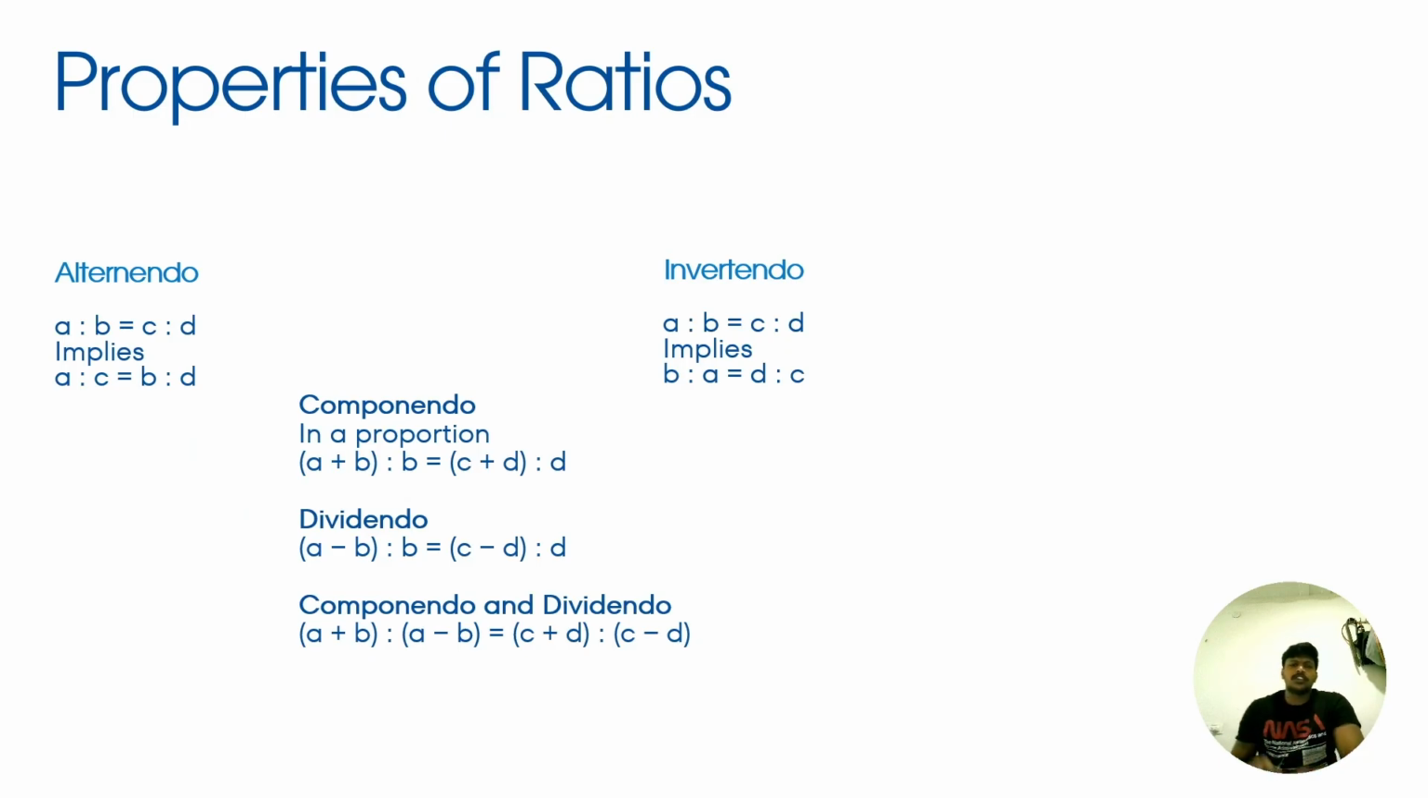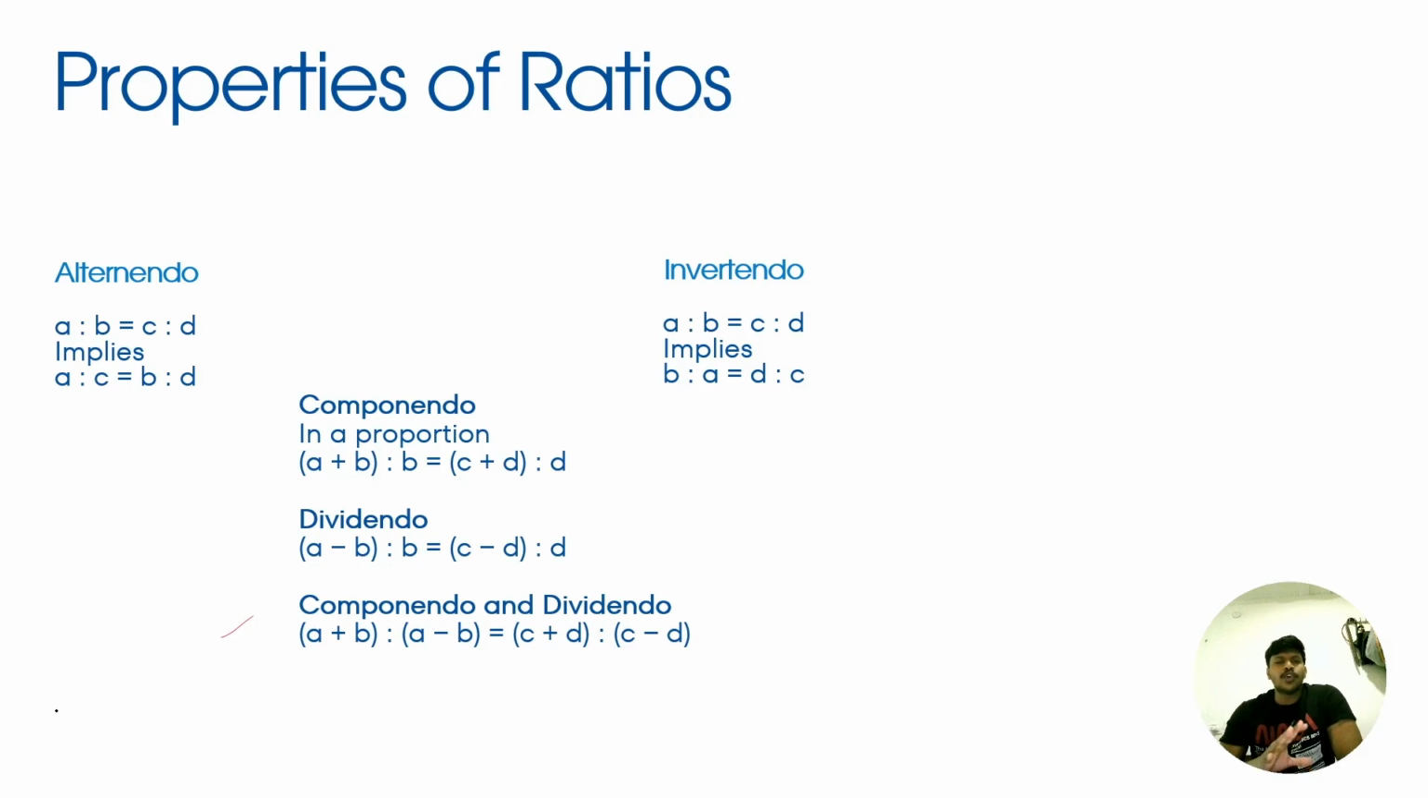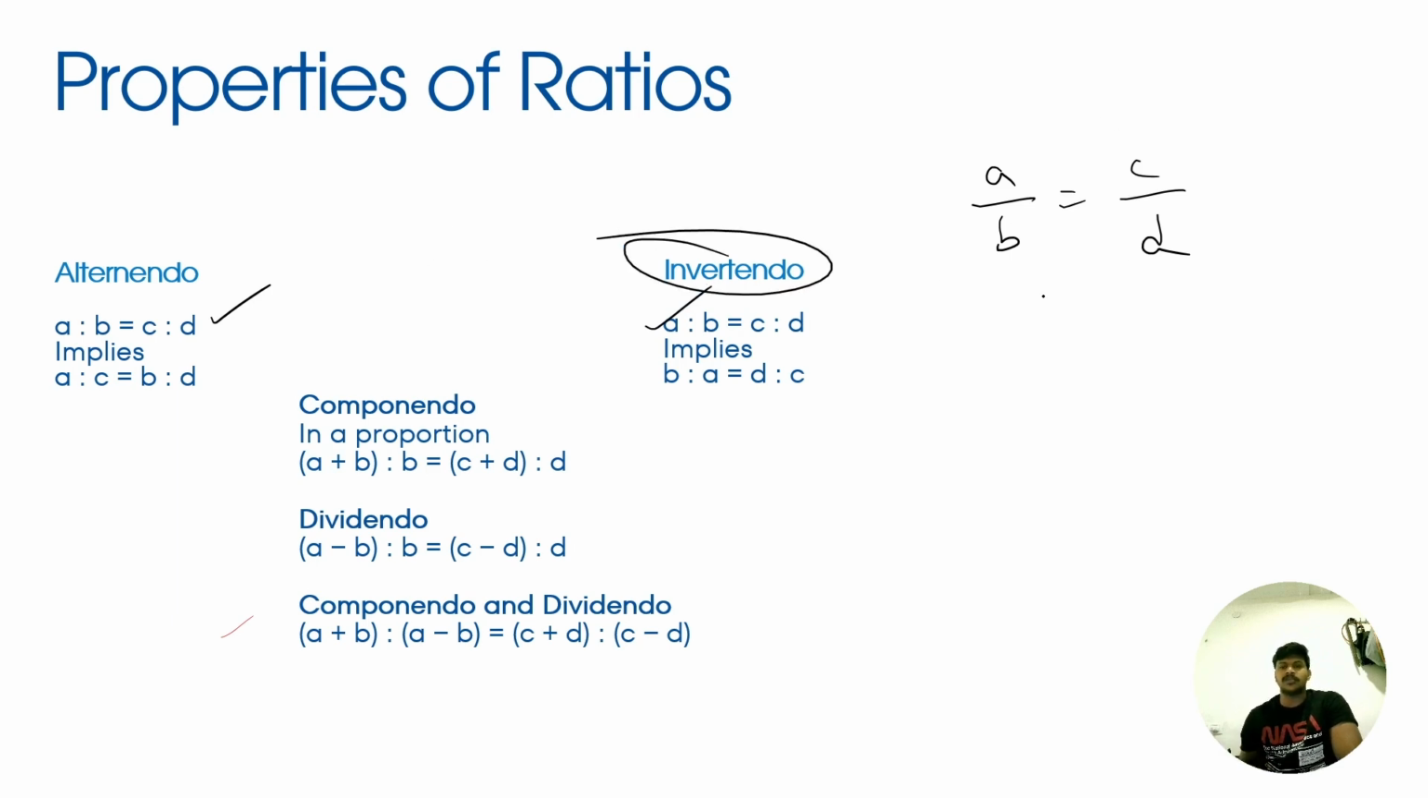Now, you all know these properties. I'm going to just write them here again. See, properties we use only to simplify the ratios, nothing more. For example, A by B is equal to C by D, the same thing which we are doing here. Now, what is meant by inverted property? Just invert them. If A by B equals C by D, B by A will also equal D by C. This is called inverted property.